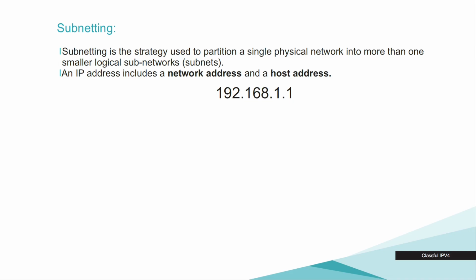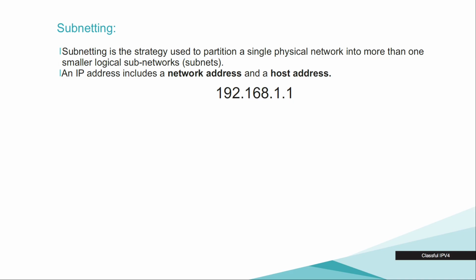Subnetting is the strategy used to partition a single physical network into more than one smaller logical subnetwork, and the subnetworks are the subnets. So subnetting is similar to the VLAN. The VLAN segments the LAN into more than one VLAN or virtual LAN, and subnetting segments the physical network into more than one subnetwork, and we can refer to the subnetworks using the word subnets. Subnetting will divide the IP address into 2 portions. One portion will be the network address, and the other portion will be the host address.